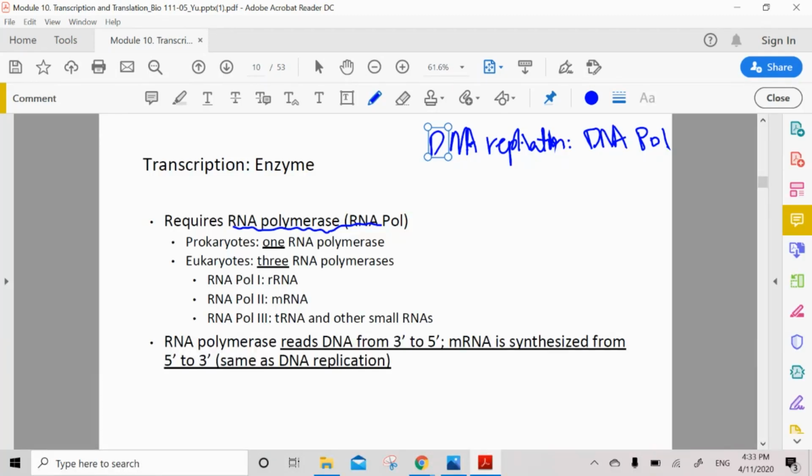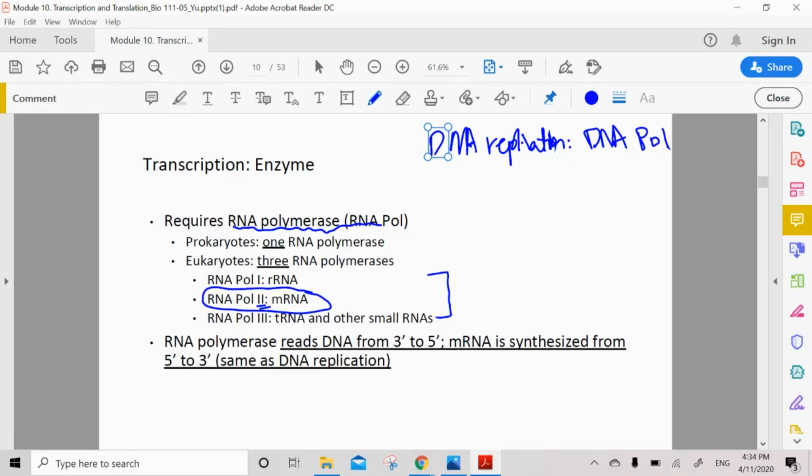For eukaryotes, we have to make some other RNA products, right? Remember, we mentioned some other structural RNAs, like transfer RNAs, ribosomal RNAs, and some other RNAs. So for eukaryotes, we have 3 RNA polymerases. Now I need you to remember one, and that's the one that produces messenger RNA. That's number 2. Number 1 and number 3, you can just remember they make other types of RNA. Now RNA polymerase reads DNA from 3' to 5'.